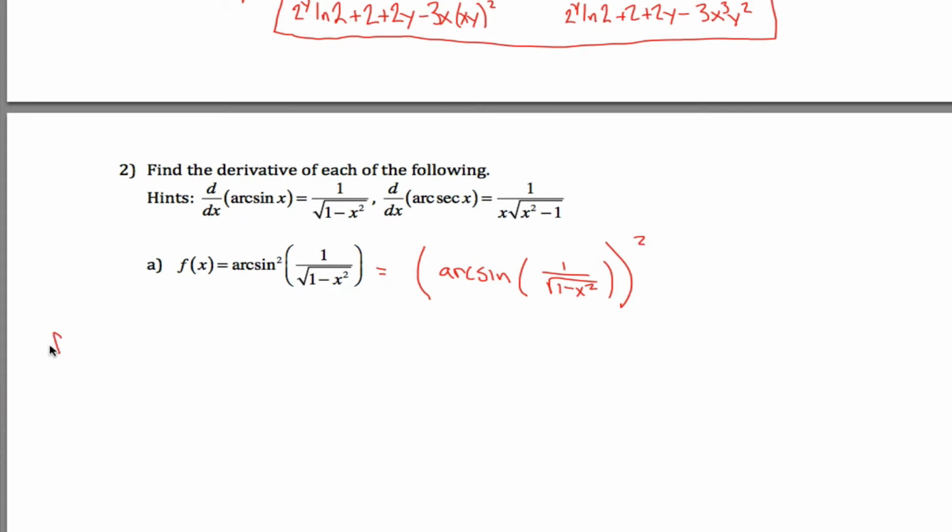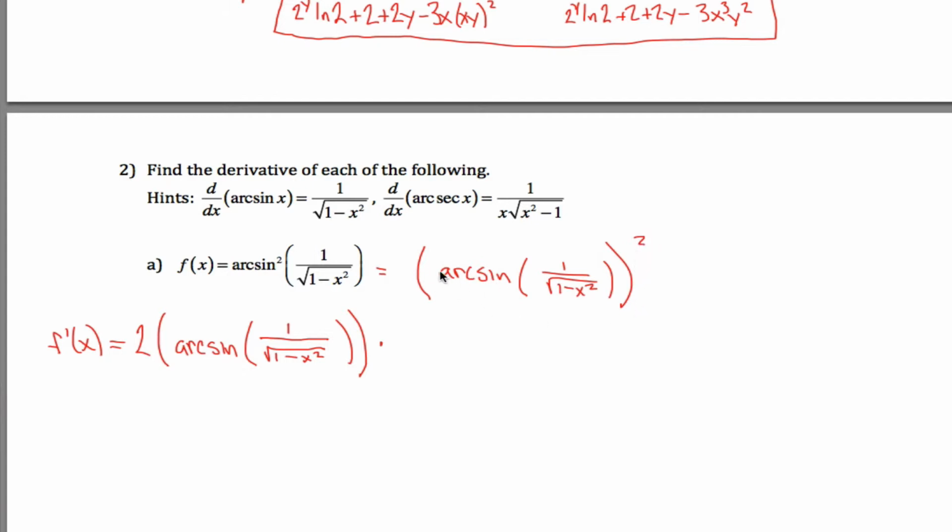So to find that derivative, I'll have to use a bunch of chain rules. The outermost will be, it's a bunch of stuff squared. So the derivative of stuff squared is just 2 times stuff. In this case, the stuff is arc sine of 1 divided by the square root of 1 minus x squared. But then I'm not done. I've just taken the derivative of the outermost function, the stuff being squared. So what I then have to do is take the derivative of the next layer.